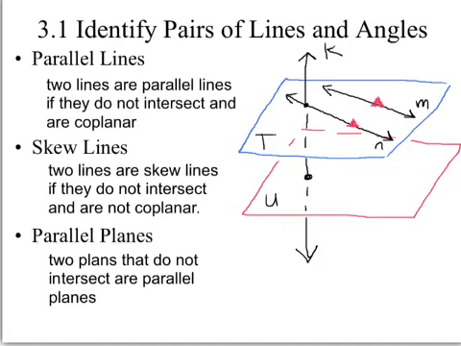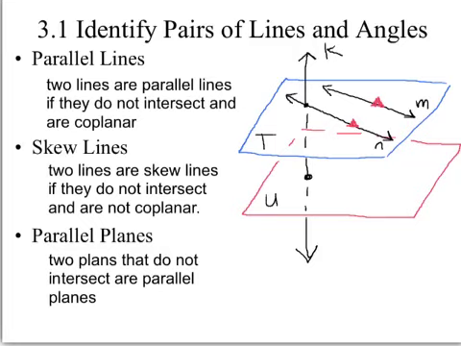And we'll move on. So our definitions right now, I have parallel lines. Two lines are parallel lines if they do not intersect and are coplanar. So here I have lines M and N. Okay, they do not intersect and they are coplanar. They're both on plane T. Right here you have plane T.